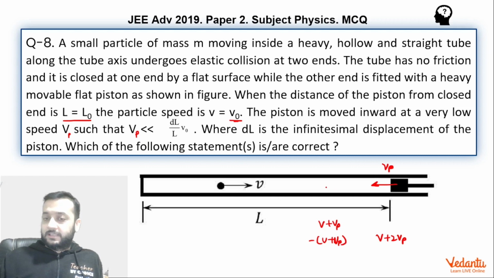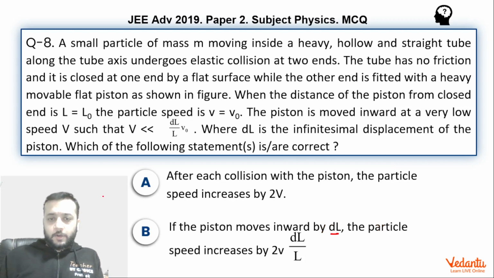Hence, now you can see it comes at v in the ground frame and it is returning at v plus 2 vp. Therefore, we can say that the increase in the speed of the particle per collision is 2 vp. Right? By the way, this is a standard result, so many of you might be knowing this as well. Hence, option A was right. After each collision with the piston, the particle speed will increase by 2 vp. So remember, capital V is vp actually.